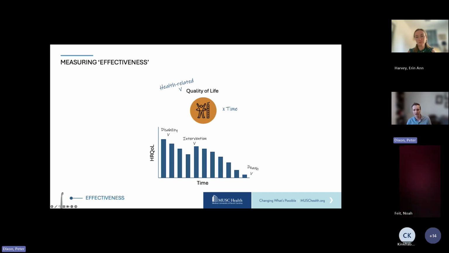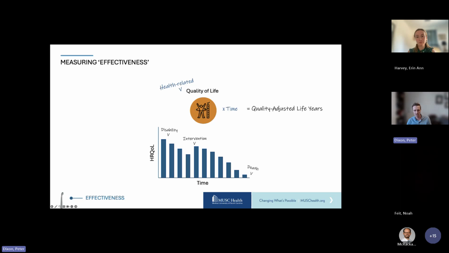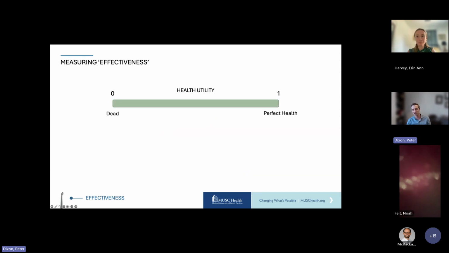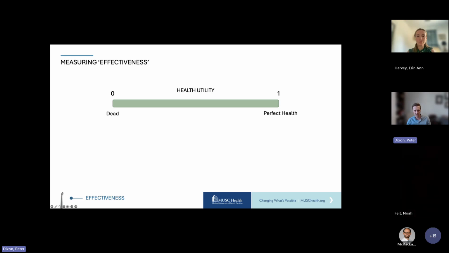And so that measure should have something called interval properties. And the outcome that we usually use is called quality adjusted life years. Okay, so the next question here is, how do we measure quality of life in an instrument and an output measure that satisfies all those criteria for us to be able to multiply by time, and for one that has interval properties. And the most common measure that's used is something called health utility.